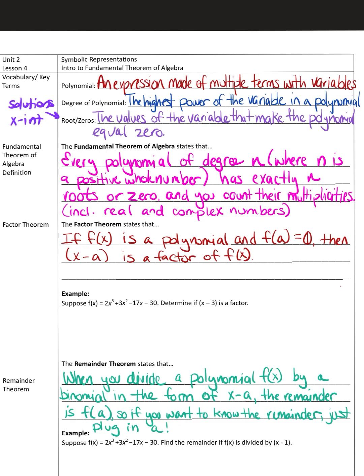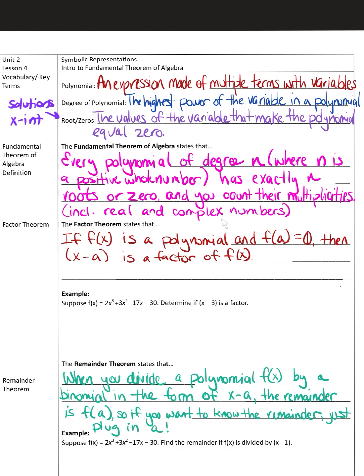When we talk about multiplicities, that just means how many times those particular roots or zeros occur. Don't worry too much about the word multiplicity right now, because we're going to talk more about multiplicities in our next lesson. The overall idea here is that whatever the degree of the polynomial is, that tells us how many zeros we should be looking for, and those zeros can include real and complex numbers.